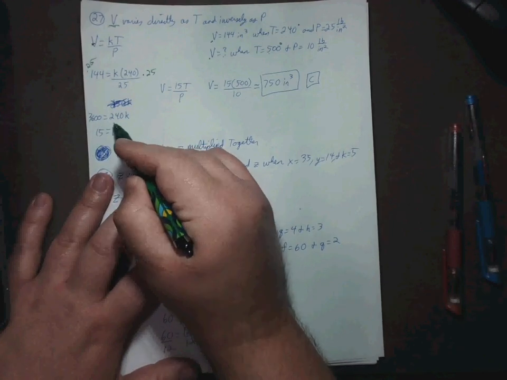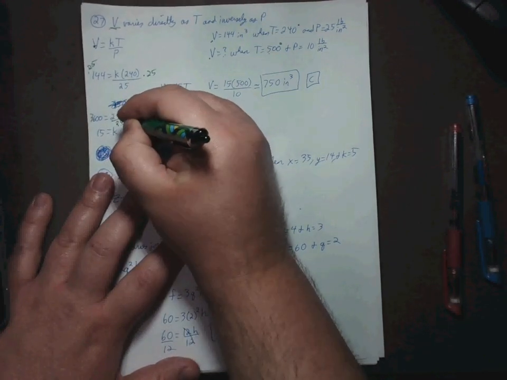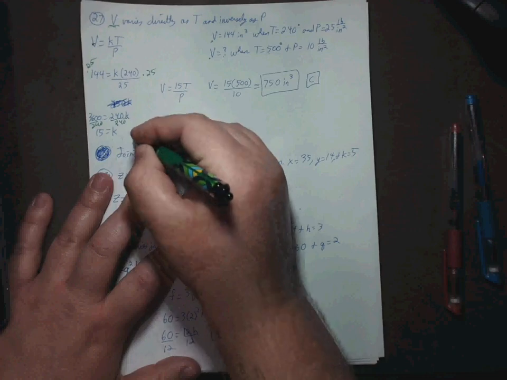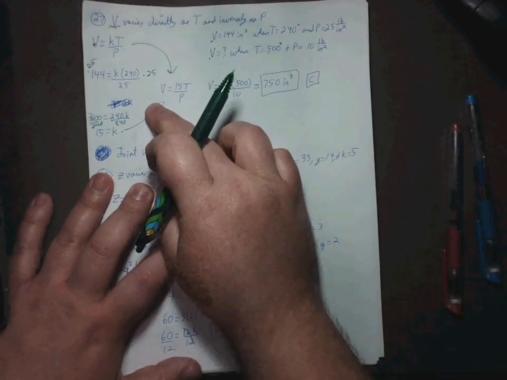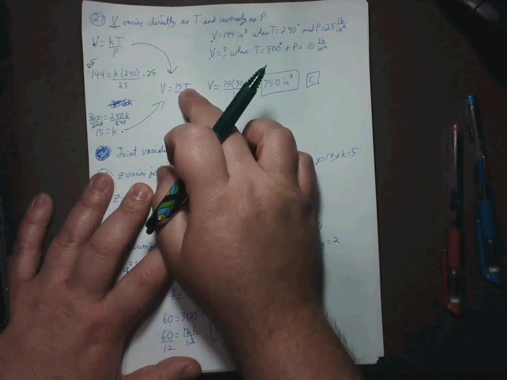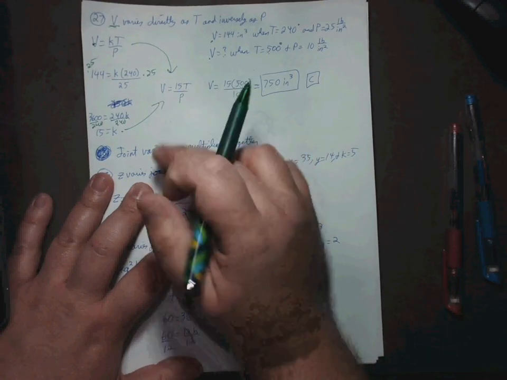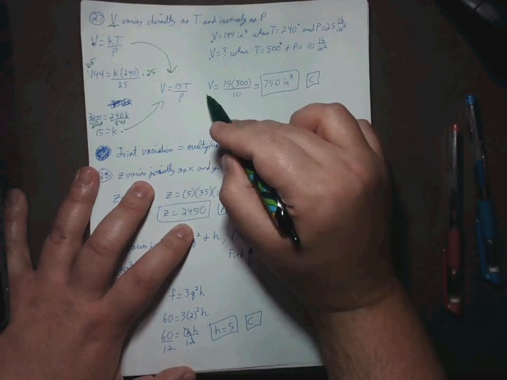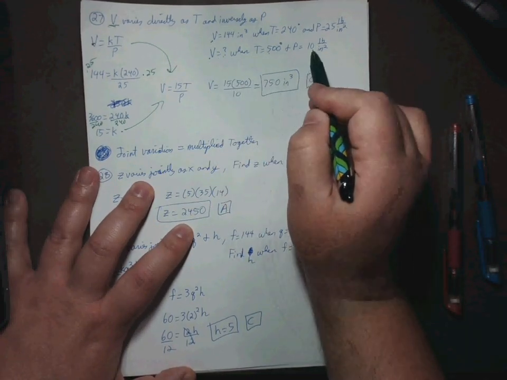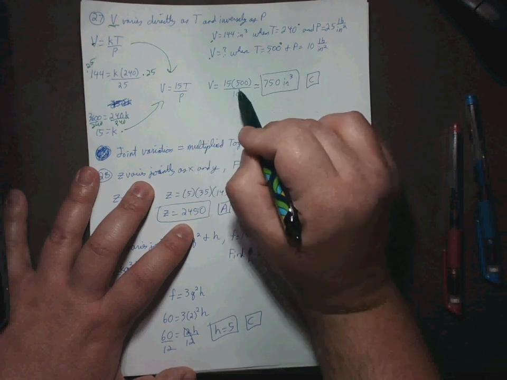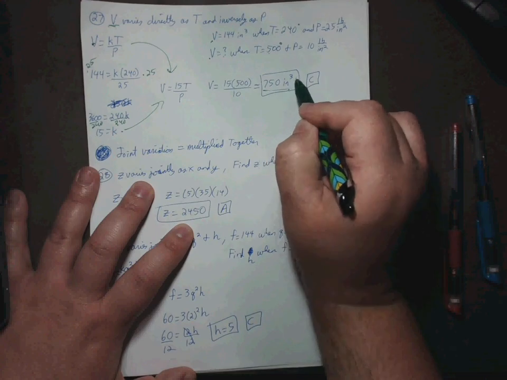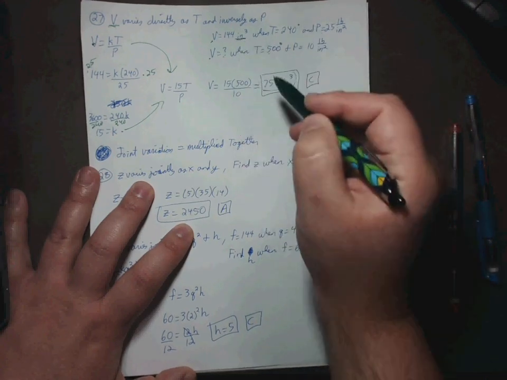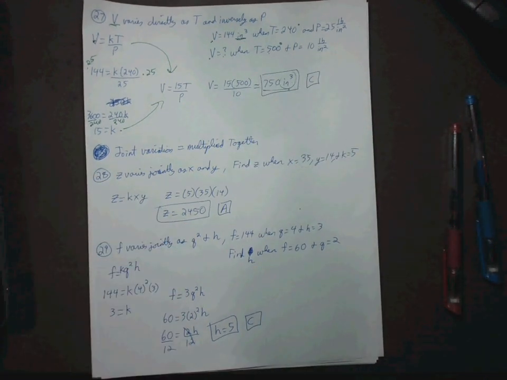Okay, and we got 3,600, and then divide by 240, and we get K equals 15, okay? Which leads us to V equals 15 times T over P. And then we're given, okay, what is V? We're looking for that when T is 500 and P is 10. Plug it in. T is 500, P is 10. Work it out. 750. Now remember, volume was in inches cubed, so volume is still in inches cubed. Okay, you're going to keep the same thing.